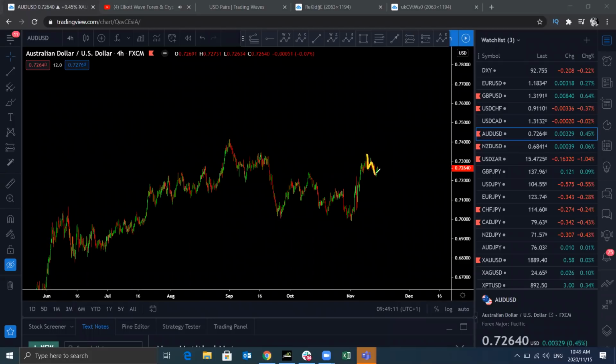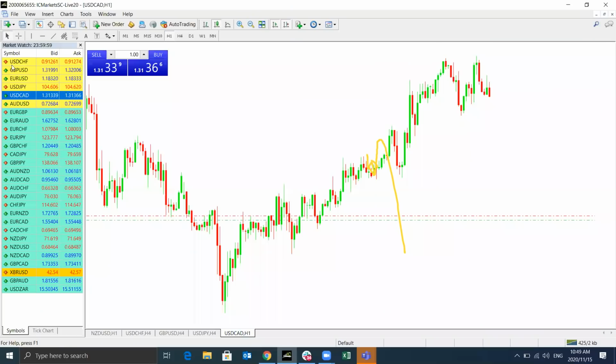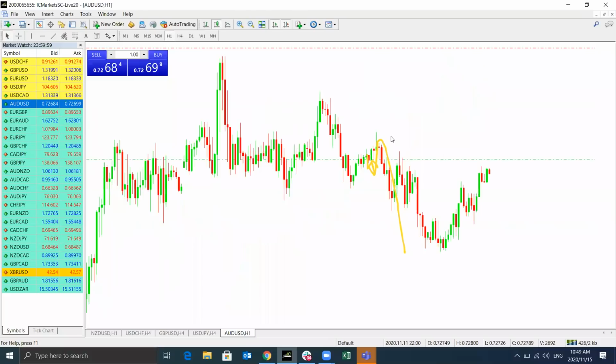This looks corrective and looks like it could continue to the upside. We have not protected this one here yet, so it may hit our stop if it makes one more move to the upside and then down. But we are already in the trade, as you can see here on AUD US dollar. Let's show you AUD US dollar. So that is AUD US dollar. We've already shorted, as you can see.